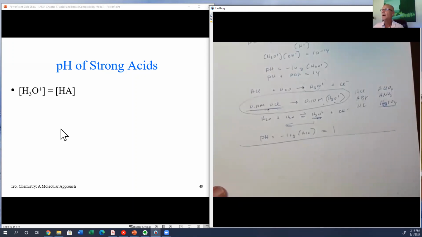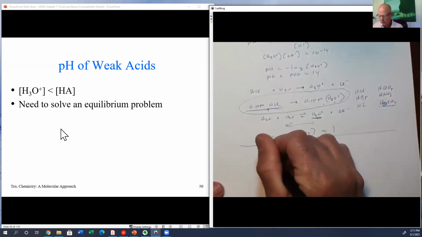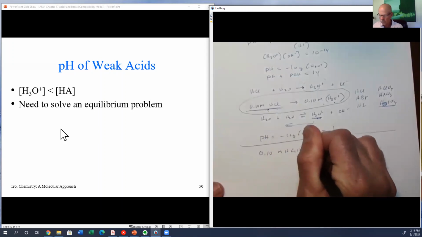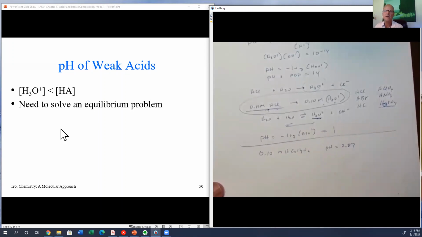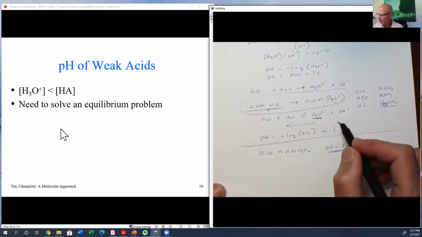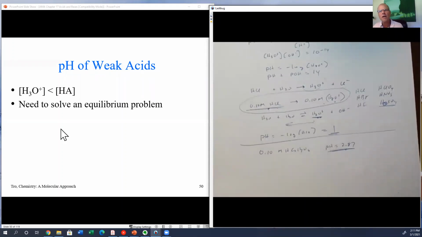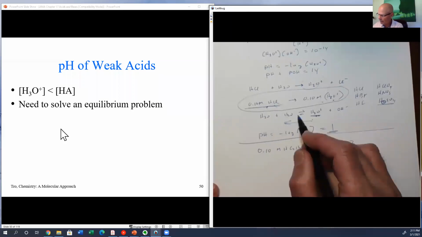All right, what about weak acids? If you have a 0.10 molar HC2H3O2 solution, the pH of that solution is 2.87. Okay, I'll give it to you here. So notice that the pH is quite a bit higher than the strong acid of the same concentration, right? Why is that? Well, it's because in the strong acid, this completely ionizes, right?